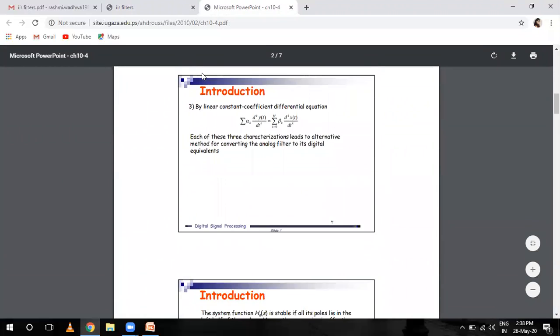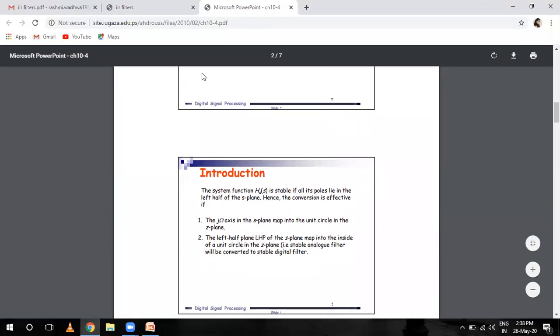What is the introduction of this is that the system function H(s) is stable if all its poles lie in the left half of the S plane. Hence the conversion is effective if the j omega axis in the S plane maps into the unit circle in the Z plane, and the left half plane of the S plane maps inside the unit circle in the Z plane. So the stable analog filter will be converted to a stable digital filter.